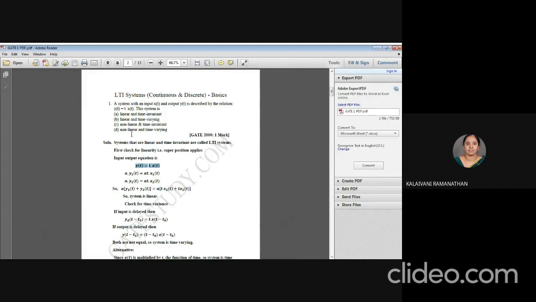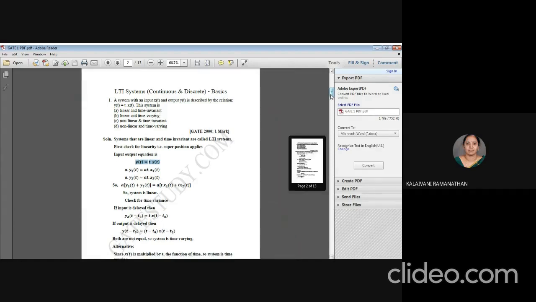Here you have to check where the option is given. It is given in the B option, linear and time varying. So B option is the correct option. We shall see the next question.